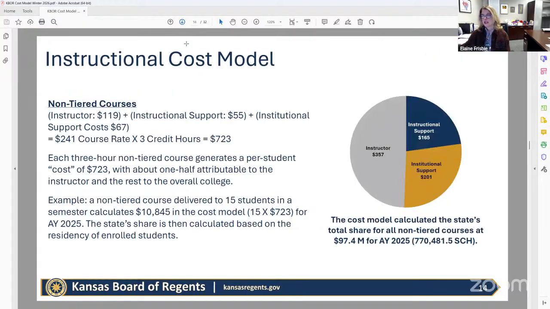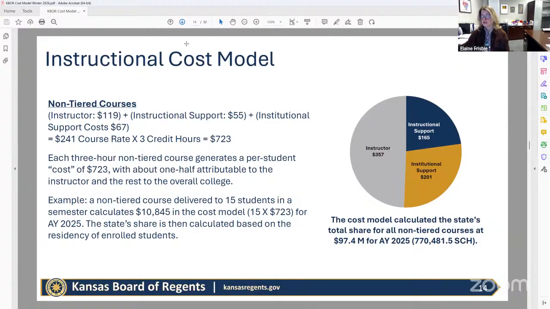So just looking at non-tiered courses, which is the bulk of what our institutions deliver, for a 3-hour course you would have an instructor cost, instructional support costs, and institutional support costs totaling $241 per credit hour. So if you have a 3-hour course, that would be $723. So each 3-hour non-tiered course generates a per-student cost on the cost side of $723, and about half of that is attributable to the instructor, as you would expect.